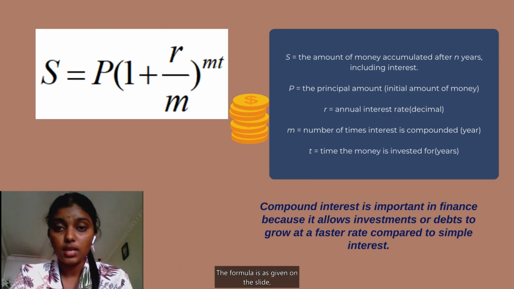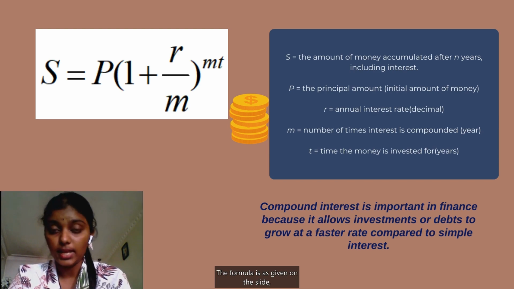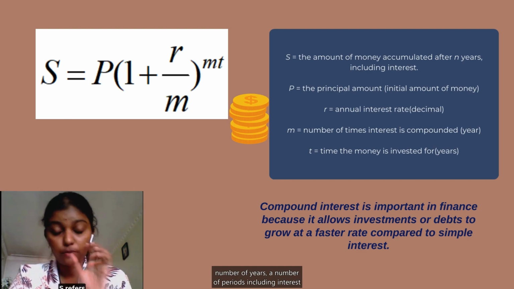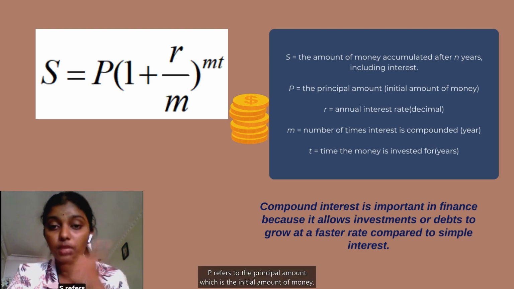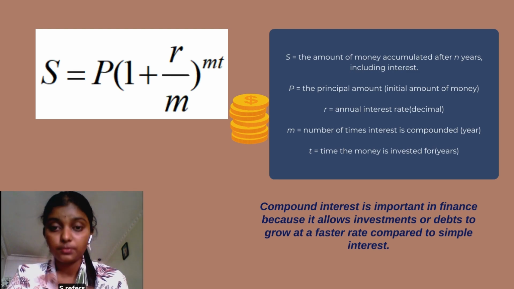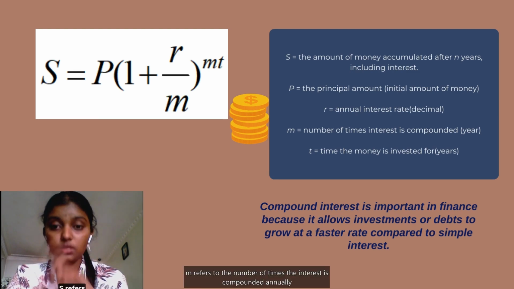The formula is as given on the slide, which is S equal to P in bracket 1 plus R over M, to the power of MT. S refers to the amount of money accumulated after a number of years, a number of periods, including interest. P refers to the principal amount, which is the initial amount of money. R refers to the annual interest rate, which has to be calculated in decimals. M refers to the number of times the interest is compounded annually.